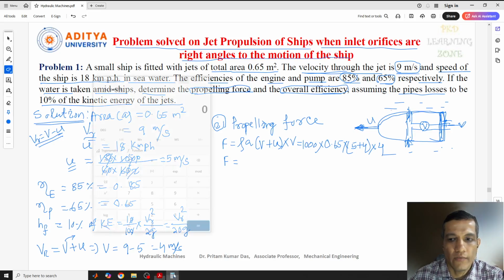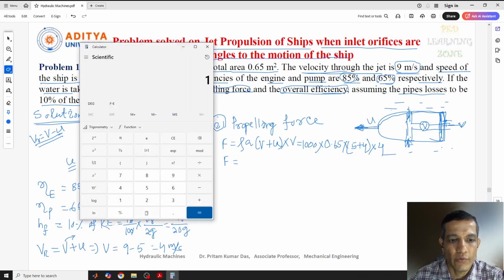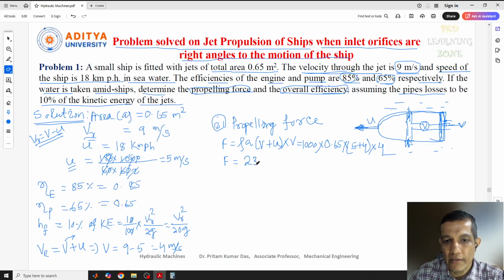So let's find out this value. How much is there? 1000 into 0.65 into 9 into 4, that is 23,400. So this is 23,400 Newton. Okay, this is the propelling force.